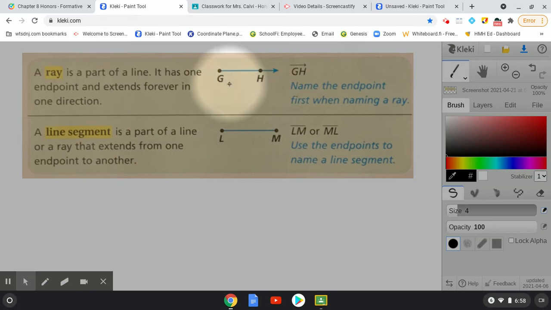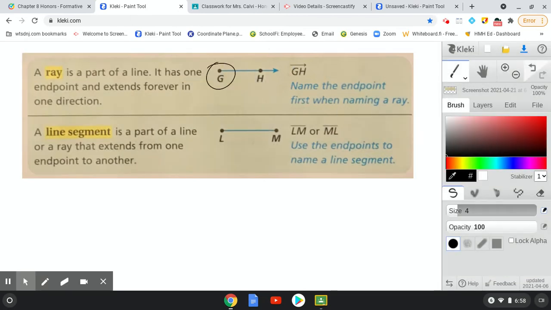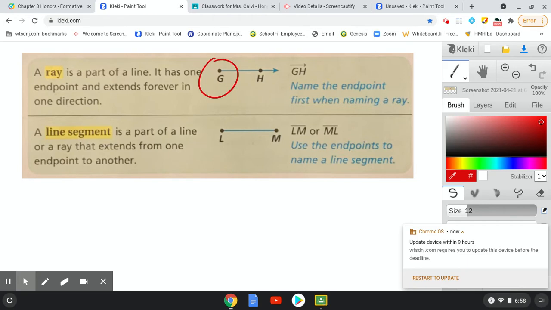All right. You would always name your ray starting with your endpoint. My endpoint is where I do not have an arrow. It's just the point by itself. So you would name the endpoint first when naming the ray. So this is called ray GH. And if you notice, the symbol for it is an arrow only going in one direction. So again, you want to name it with the endpoint. I would start here with my G, and I would name it as ray GH.